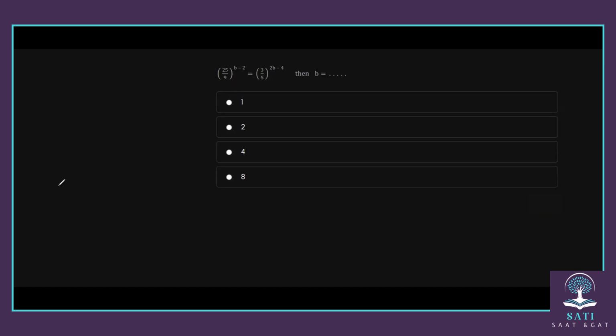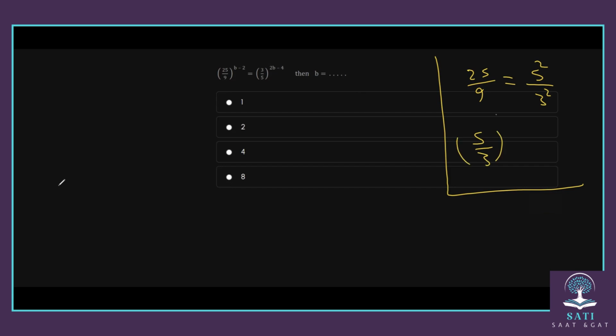Okay, how can you change the bases to be the same? Look, this is a side work here. 25 over 9, I can write it as 5 power 2 over 3 power 2, right? Because 25 is 5 power 2 and 9 is 3 power 2. This is one step. Next step here, this one, 5 over 3.